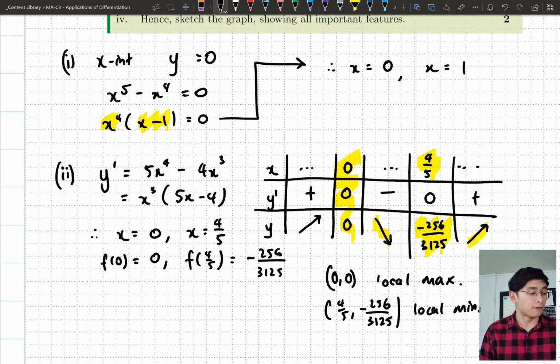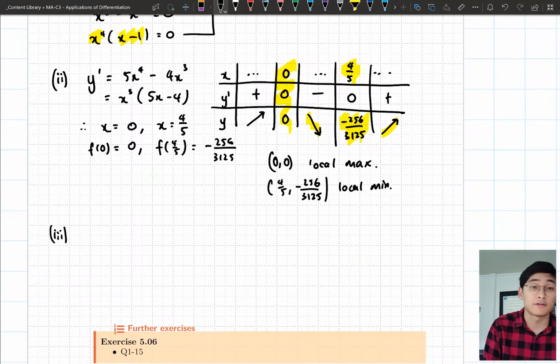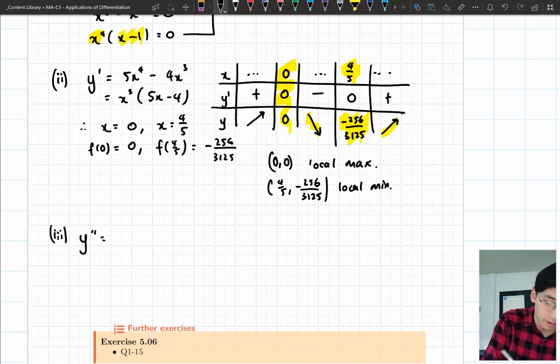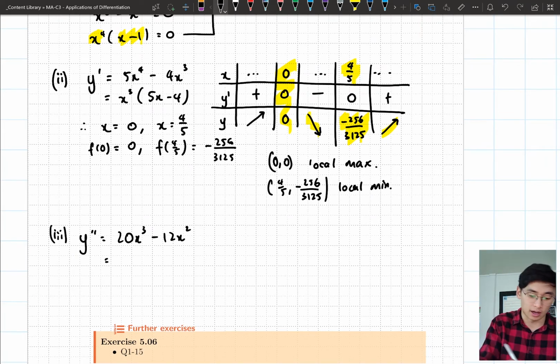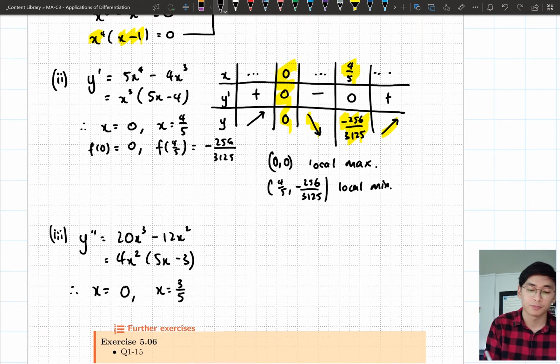Okay, third part. Find the x-coordinates of all points of inflection. If you see the phrase points of inflection, we just need to find the second derivative and solve it equal to 0. So here, for the second derivative, I'm going to differentiate again. I'm going to get 20x cubed minus 12x squared. And I can factorize it. I'm going to take out 4x squared, and I'm left with 5x minus 3. So therefore, my two solutions are x is equal to 0 and x is equal to 3 over 5.